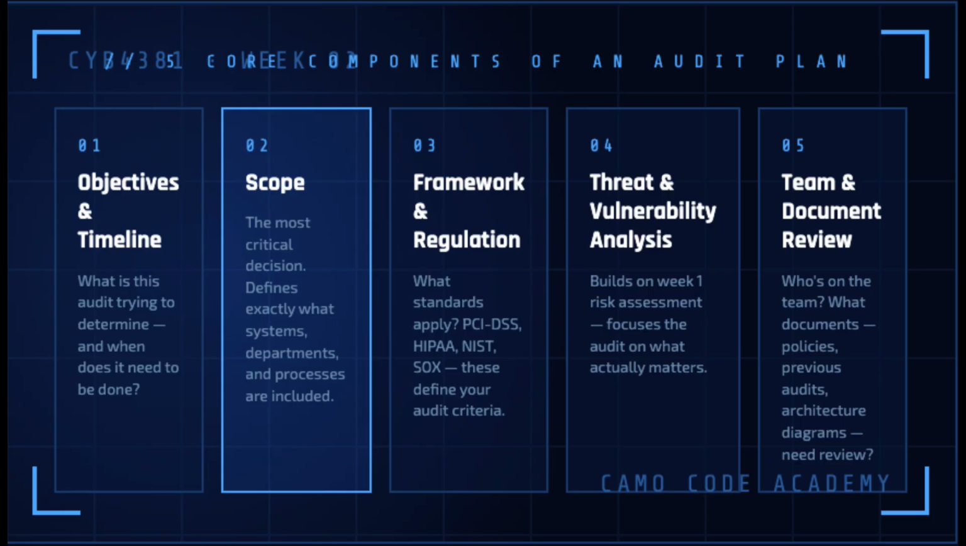Now, you've got framework and identification as another core piece of the audit plan, and this is basically talking about what standards apply to this organization. After that is threat and vulnerability analysis, which builds directly off the risk register from what we talked about in week one. And finally, team and document review. This speaks to who's on the audit team and what documents you need before you even start.